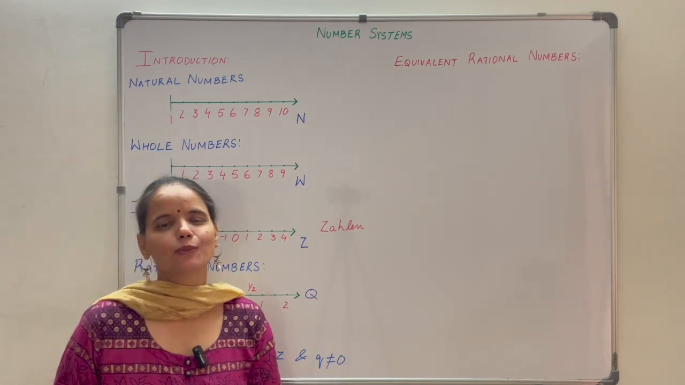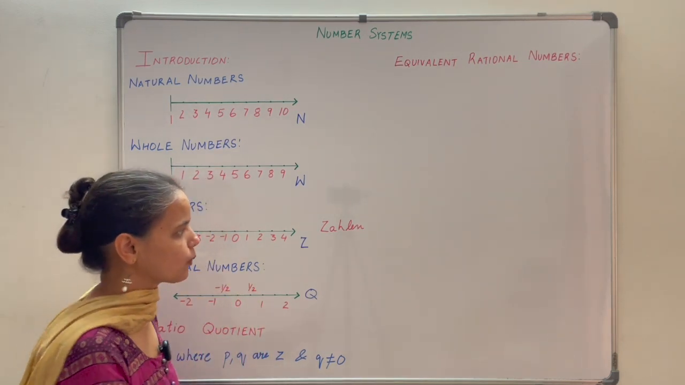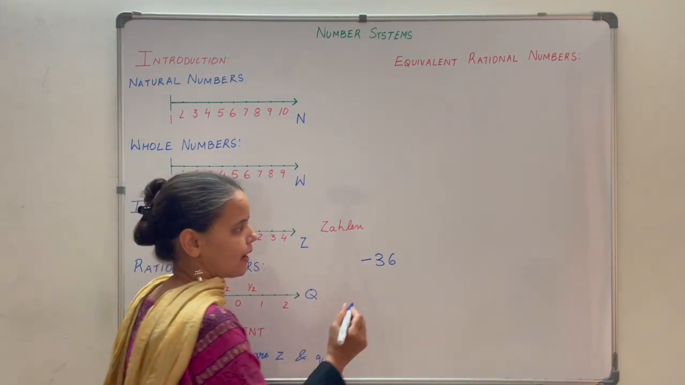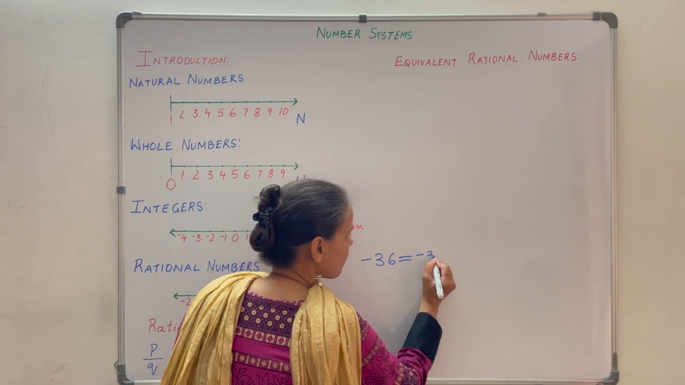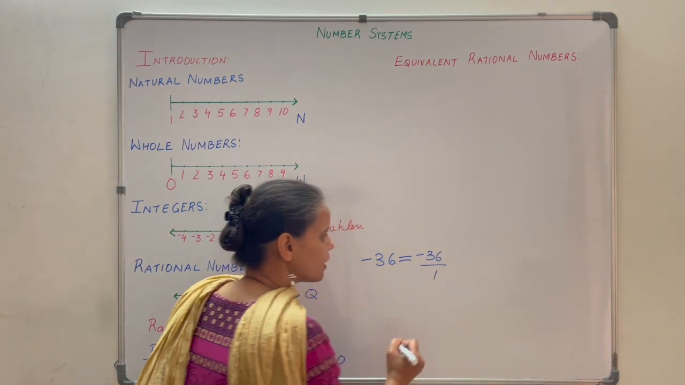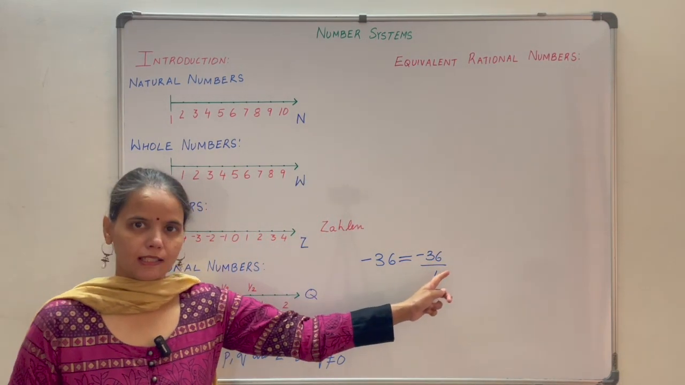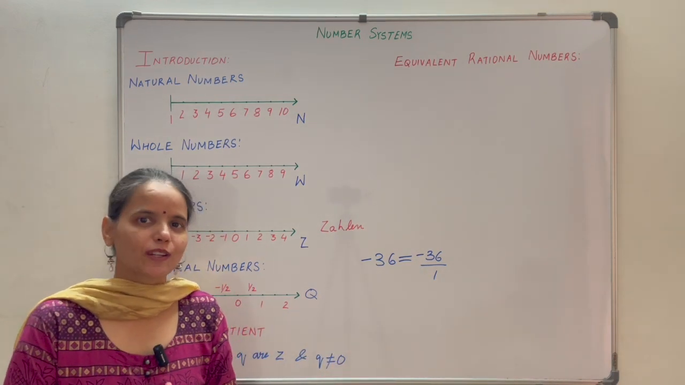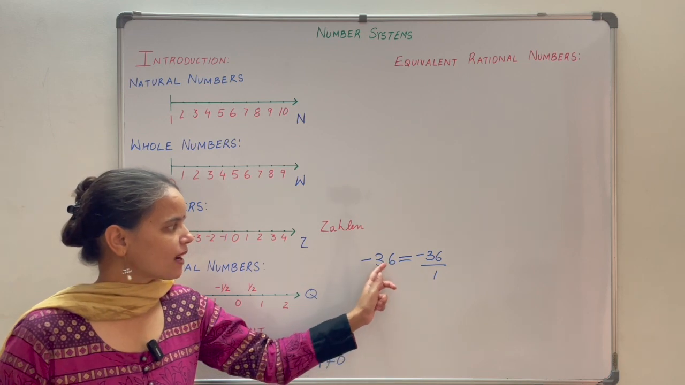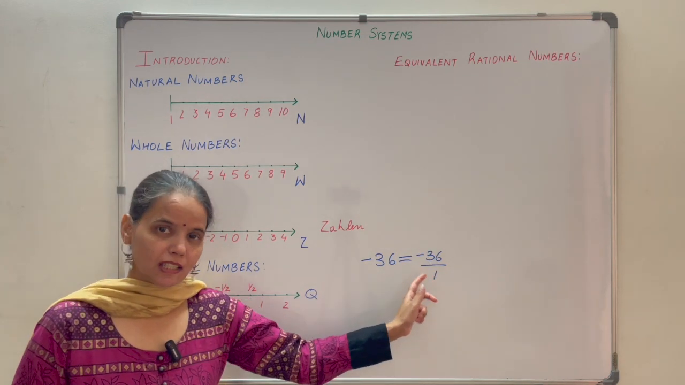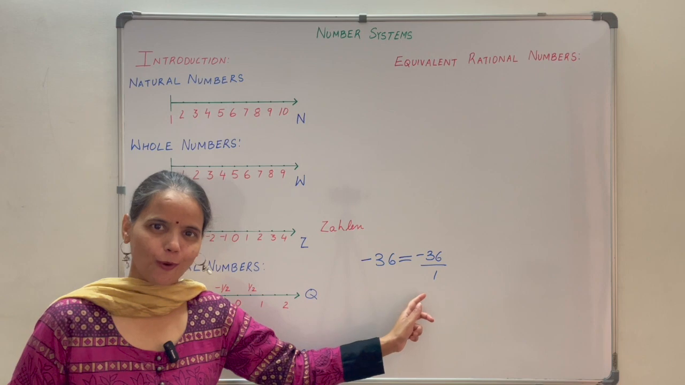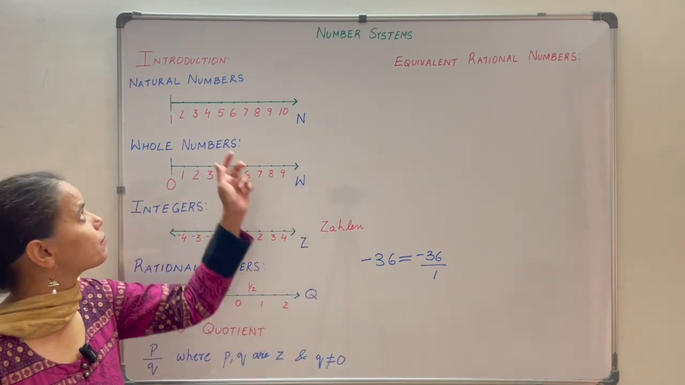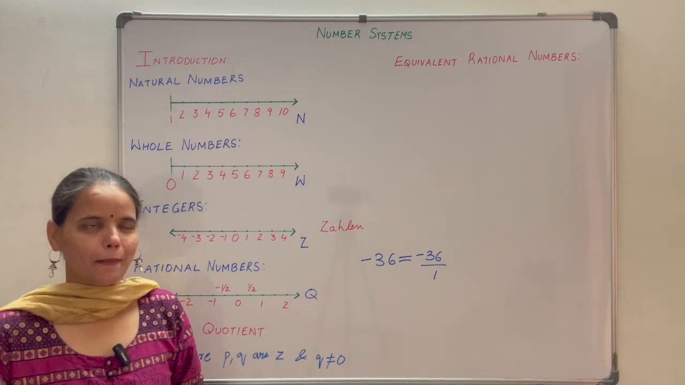Let us understand this with the help of one example. Let us take one integer, say minus 36. So I can rewrite this as minus 36 upon 1. So here your p is minus 36 and q is 1. And you can clearly see here that the denominator is not equal to 0. So I have rewritten minus 36 as minus 36 upon 1, which is p by q form. So minus 36 is a rational number. Similarly, you can prove for natural numbers and whole numbers.